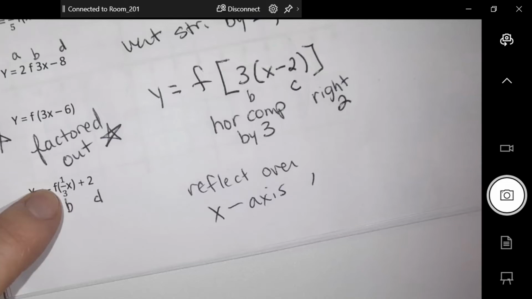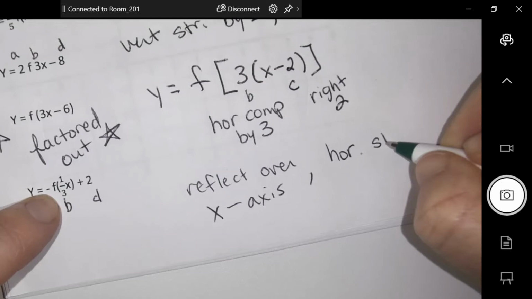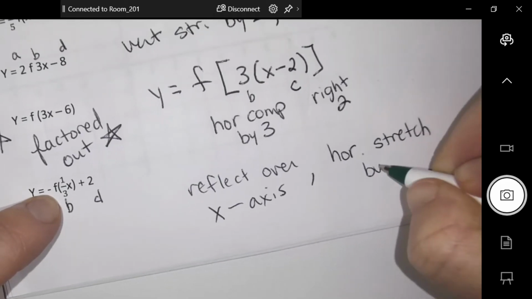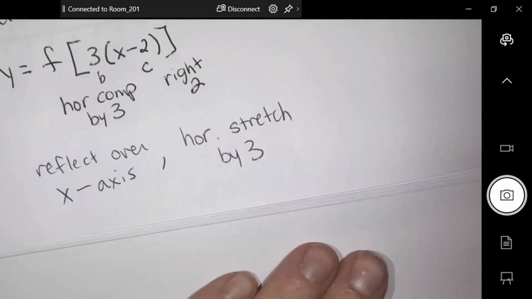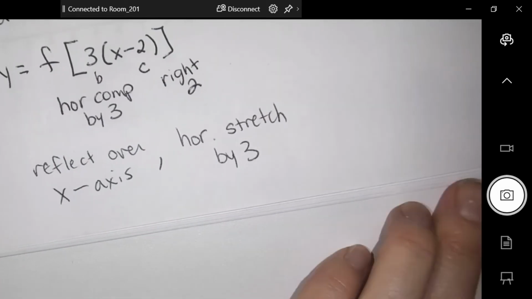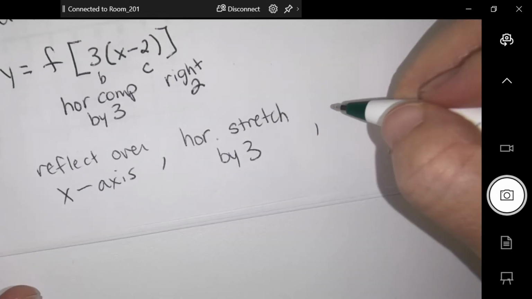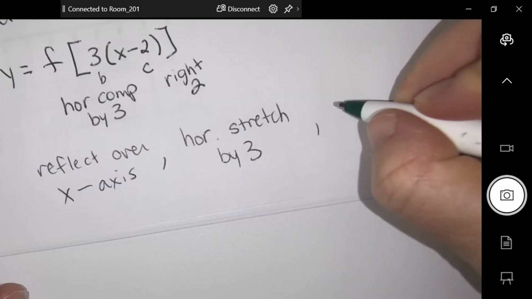Okay. B is 1/3. We have to put opposite brain hat on. What's the same math as dividing by 1/3? Multiplying by 3. So if you multiply your x by 3, it horizontally stretches by 3. That's what it'll physically do. Opposite brain. And then this is a D, so we have the same brain hat on, so up 2.